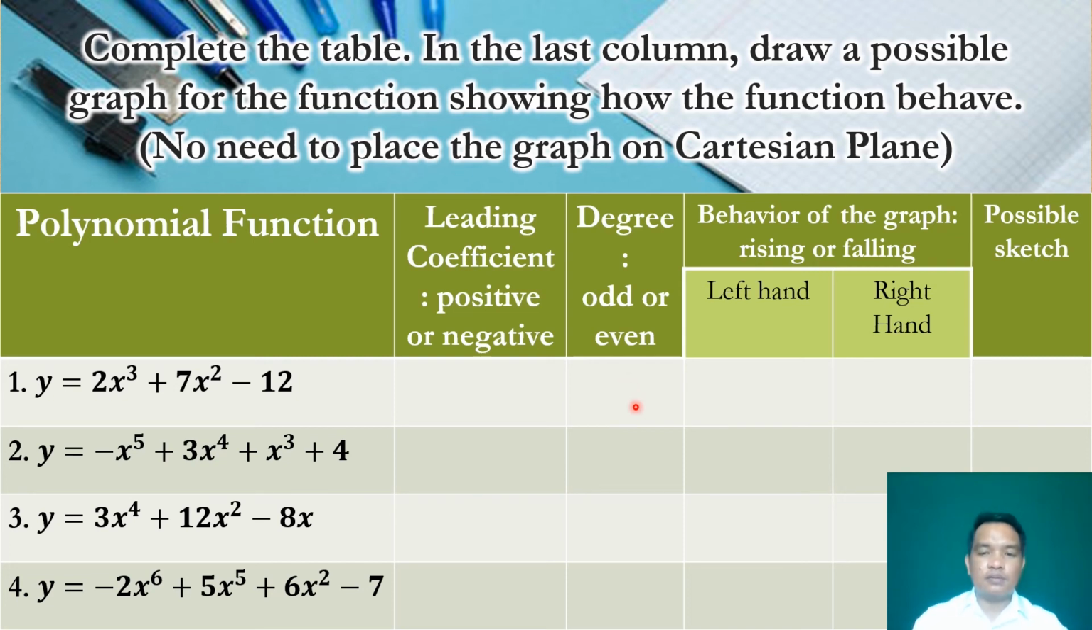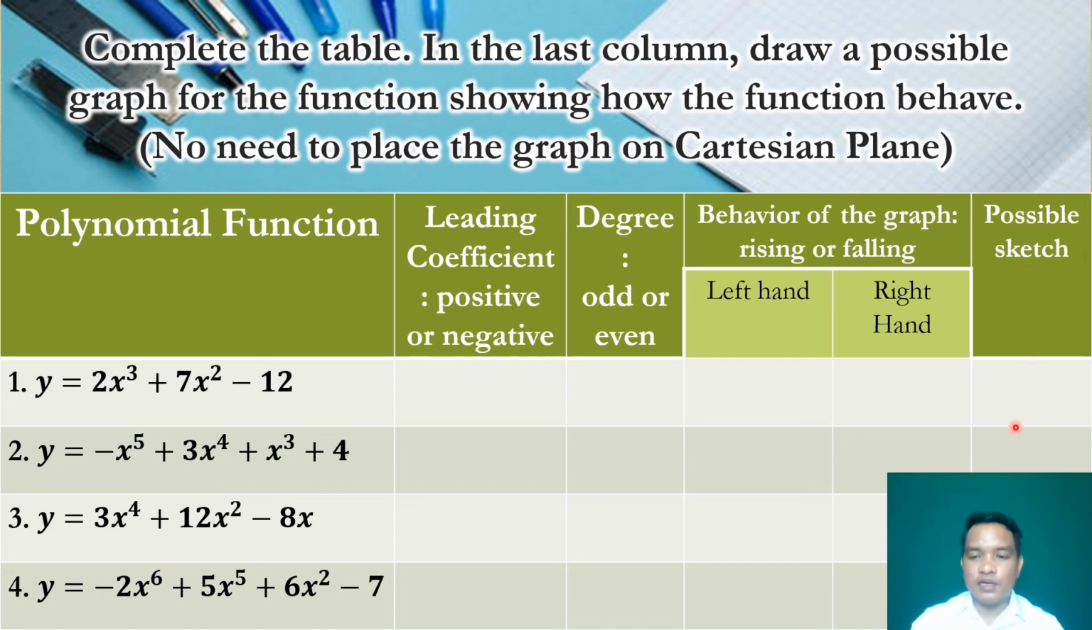Then, dito naman sa behavior of the graph, is it rising or falling? Pag sa left side ay falling, lagay nyo falling. Rising, rising. Ganoon din naman sa right hand. Is it rising or falling? Kung rising, sulat rising. Kung falling, sulat ay falling. Then, possible sketch ng graph ng polynomial function.